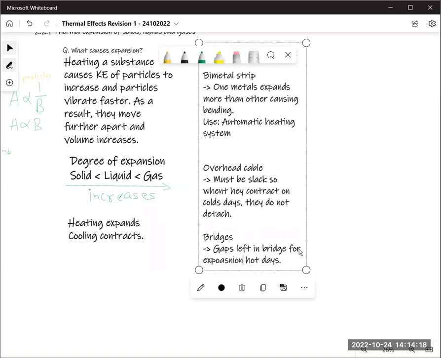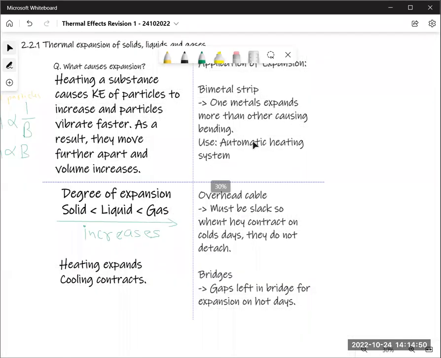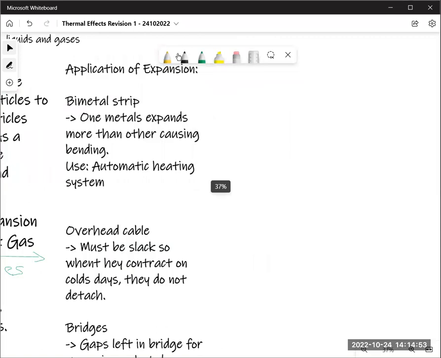Anas, read the bridges part. All right. Bridges: a gap is left in the bridge for expansion on hot days. Okay, perfect. So for expansion, you should leave some gaps. Just a second, I'll tell you if you have anything on the bimetal strip. Never mind. Now, Anas, you should just memorize this. You don't have to understand it. It is key that you understand that this is what a bimetal strip looks like. You have two metals, okay?